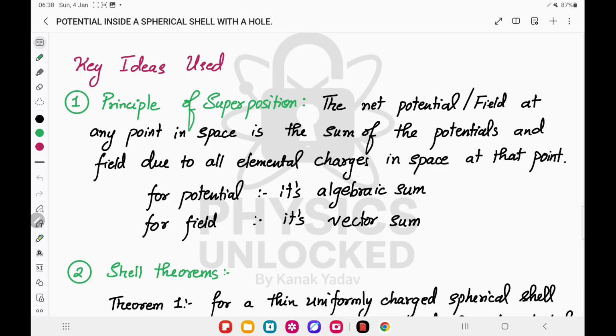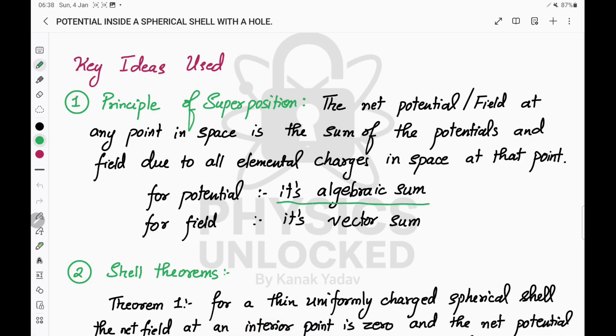So, suppose you have 4 elemental charges Q1, Q2, Q3 and Q4. The net electric field at any point P will be the sum of the electric fields due to the individual charges Q1, Q2, Q3 and Q4 at that point. For potential, you need to only take the algebraic sum because potential is a scalar quantity, whereas for the electric field, you need to take the vector sum because electric field is a vector quantity. This is the first idea that we are going to use. Mostly students are very comfortable with this idea.